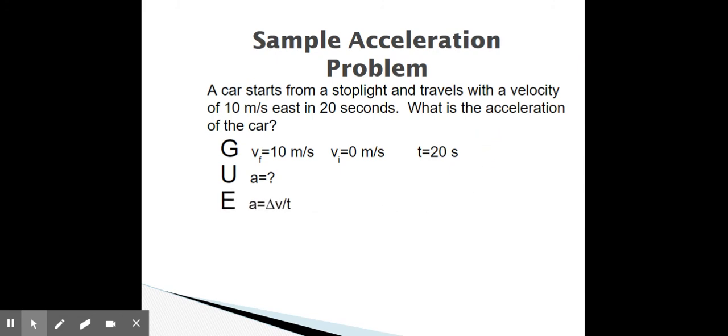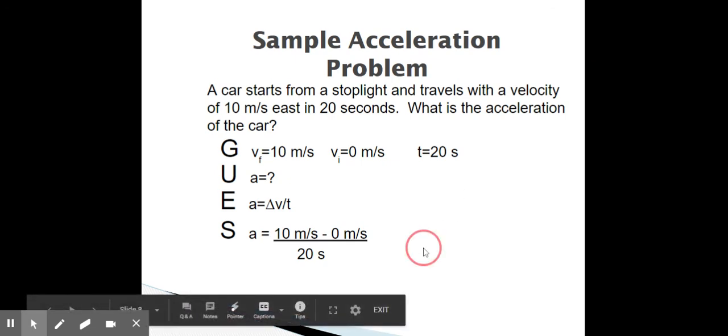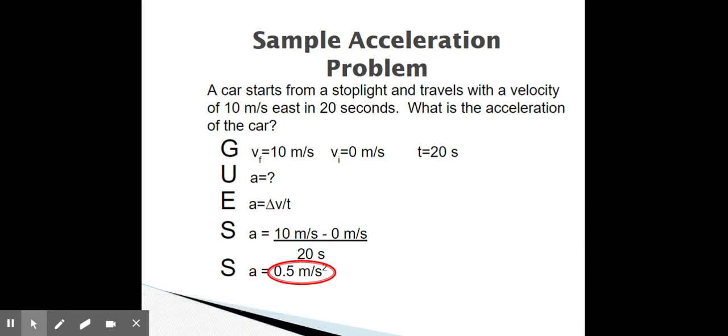And the equation we're going to use is acceleration equals delta V over t. So we're going to substitute final velocity for 10 meters per second. Initial velocity is 0 meters per second. And we're going to divide that by 20 seconds. Okay. So when we do that, 10 minus 0 is 10, and 10 over 20 is 1/2. So we get 0.5 meters per second squared. So that's the acceleration for this car from the stoplight.